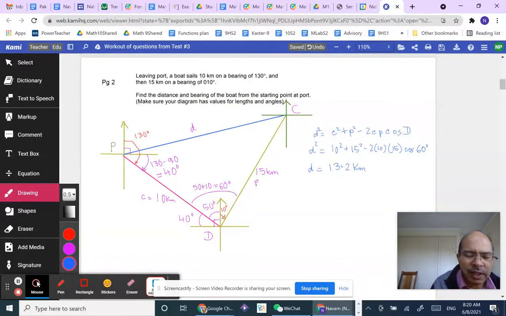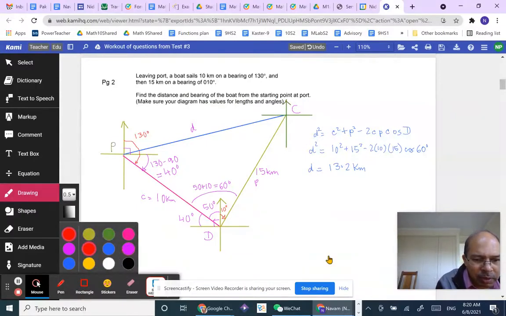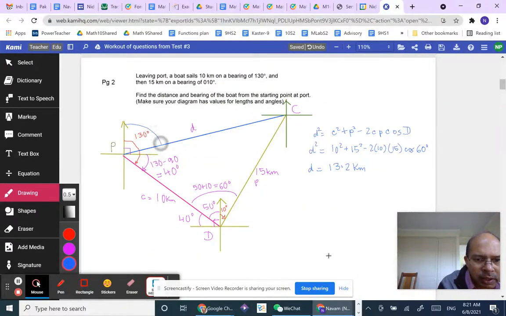The next step is to find the bearing angle, from port to the ending point. So what angle are we talking about here? You should be very careful in this case. The angle you're talking about is this angle, up to this point. How do you find that? You can find that angle if you know the other angles. You do know that this little angle is 40, and then the total angle over there is 90. So let's try and find the remaining angle in the triangle. That's angle P. So let's try to find angle P.